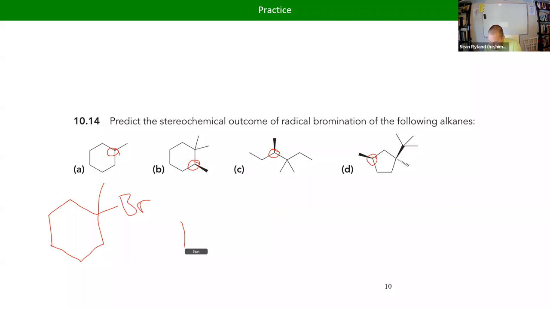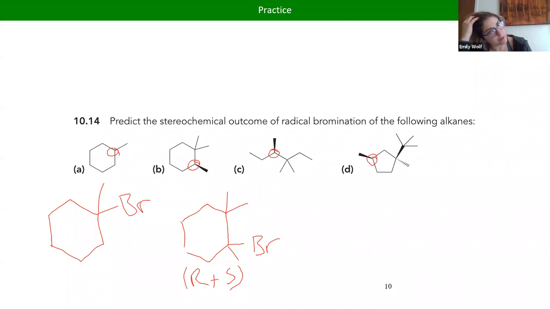So for B, we'll get a combination of R and S. We get both. We started with just a single enantiomer, but because it goes through that free radical mechanism, we lose that stereo configuration.